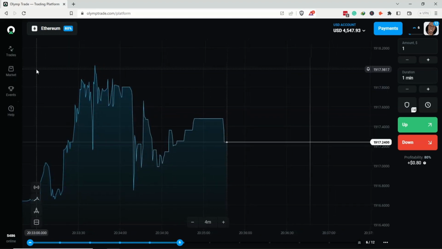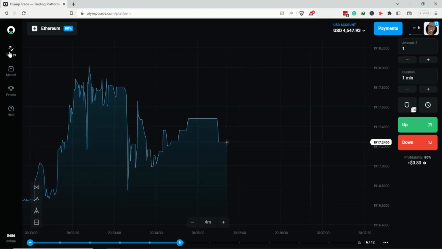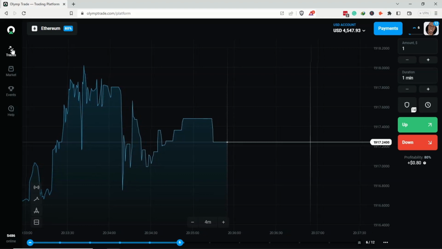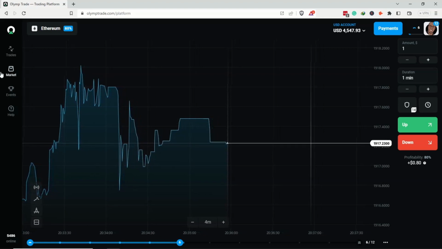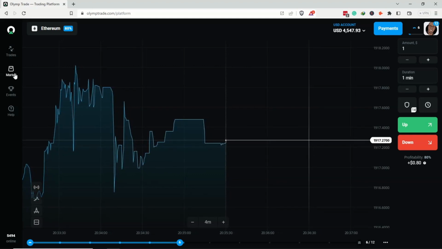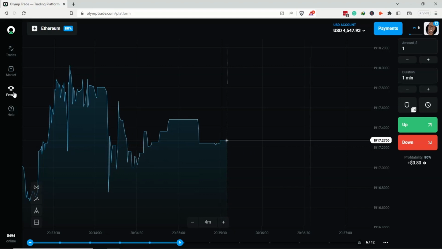Now the most important one here is the trades. If you want to follow some trades that you've opened, or you want to view your history, just go to trades. Market, if you want to buy some things, for example some indicators, some strategies, you can buy here. Events, so these are current events that Olymp Trade are running.